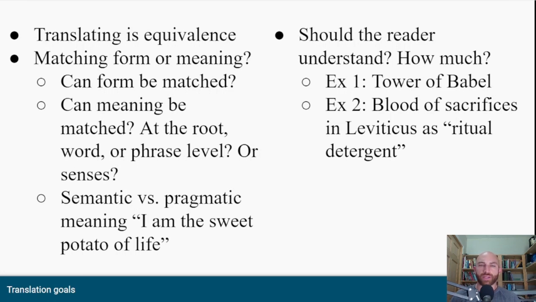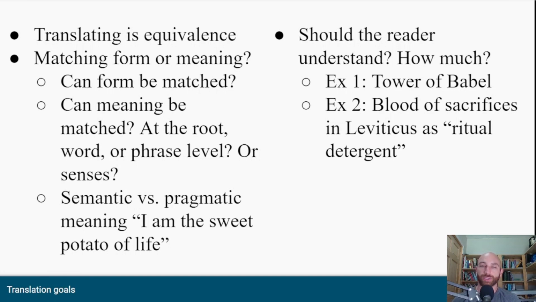So the next question is meaning. Can we match meaning from one language to the next? And really, what does it mean to match meaning? So people who advocate for formal equivalence are really suggesting that you should match meaning at the word level. What they're really saying is this Greek word means this English word, or this is the best meaning that we have in English for this Greek word, and I'm just going to match it as many times as I can.